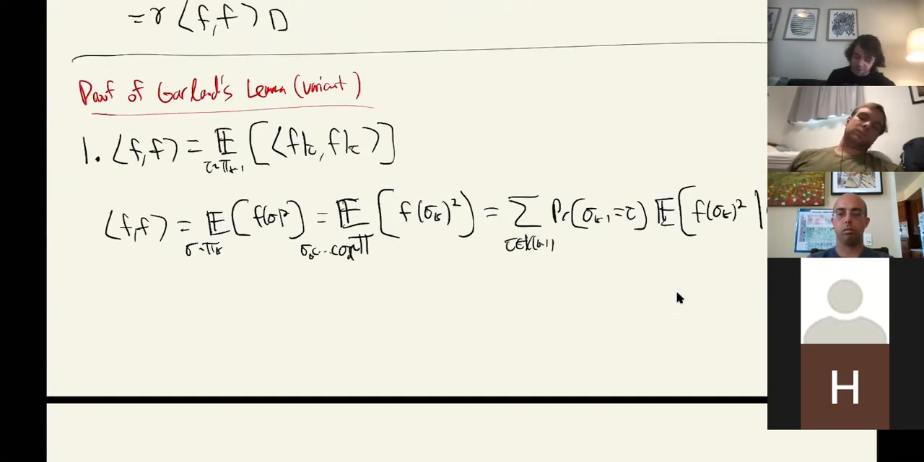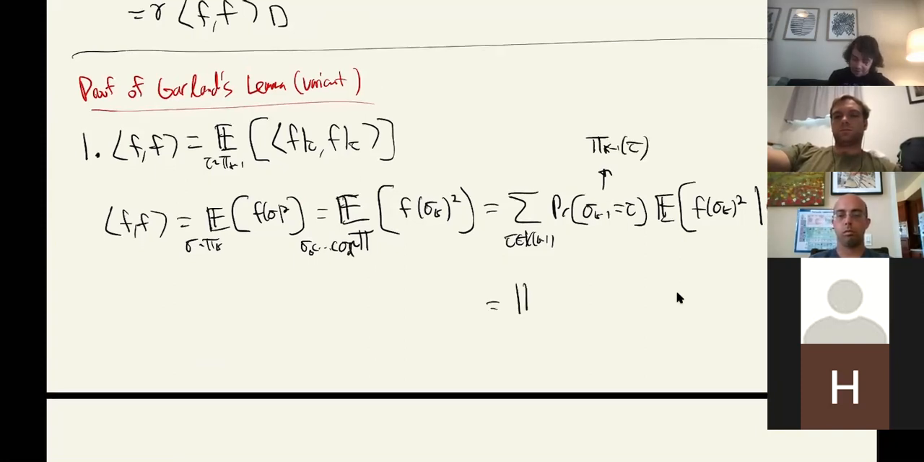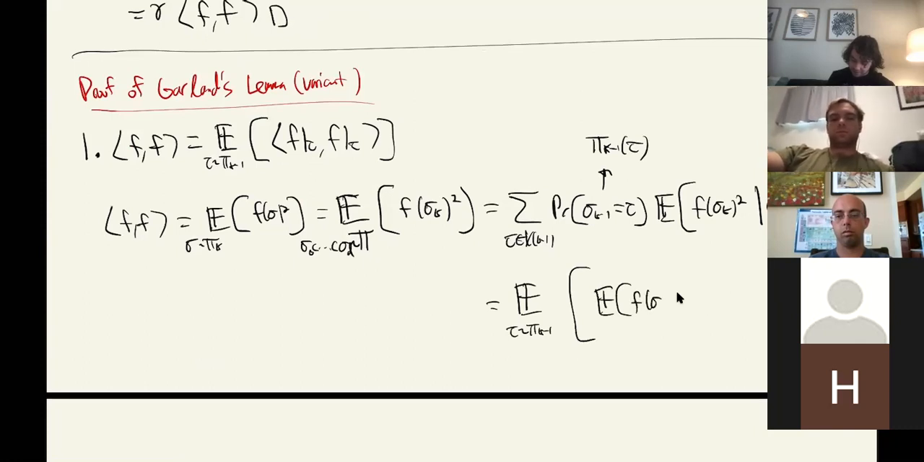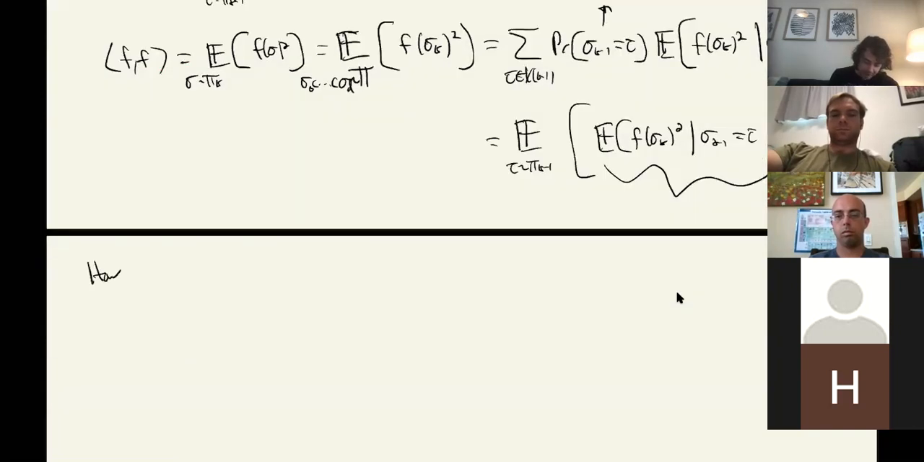Okay, so the first thing to notice is that the probability that sigma k minus 1 equals tau is just the marginal, so this is just pi k minus 1 of tau. In particular, we can write this as the expectation over tau from pi k minus 1 of the expectation of f of sigma k squared, given that sigma k minus 1 is equal to tau. Now we want to analyze this inner expectation, and we'll ask how sigma k is distributed given that sigma k minus 1 is equal to tau.